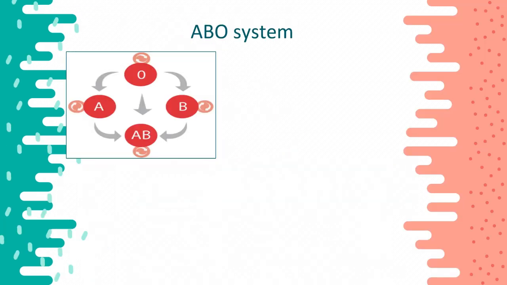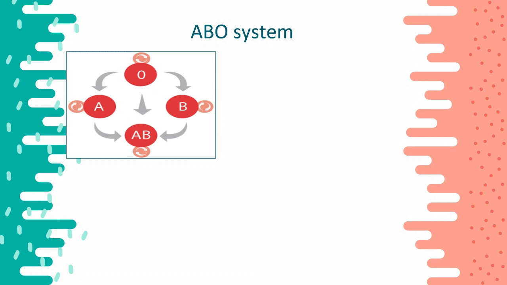As we talked before, we have four blood groups. The blood group O has no antigen, A has antigen A, B has antigen B, AB has antigen A and B. The antibodies for O are A and B. The AB has no antibodies. If we look at the arrows, this arrow means it can donate to itself. So blood group O can donate to people who have blood group O, and so for A, B, and AB.